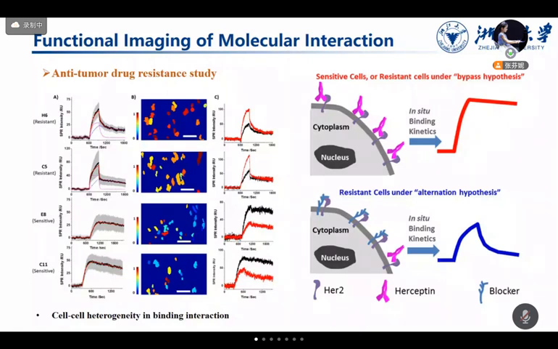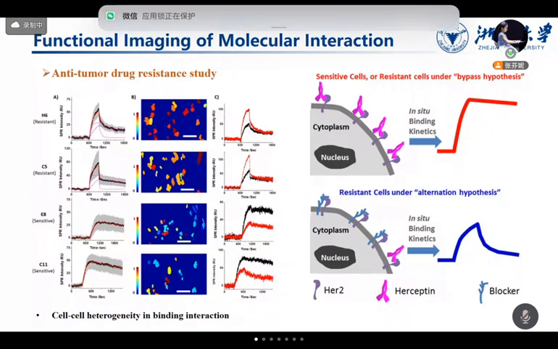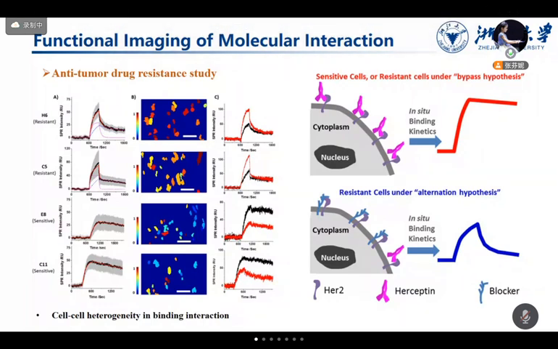But if the binding goes very fast and then drops out, it suggests another alternative hypothesis. It means the binding pocket has been blocked. So that's why we can use our kinetics to screen the drugs and also to explain why the patient is resistant to certain drugs.